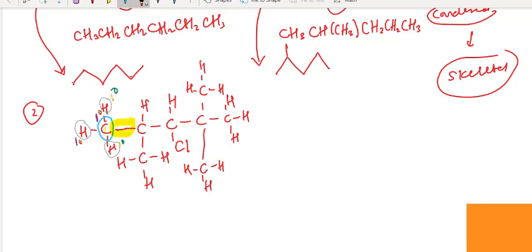So we proceed to the next carbon here. This carbon is bonded to how many carbon groups? This is 1, 2, 3. So that means the classification of this carbon is tertiary.